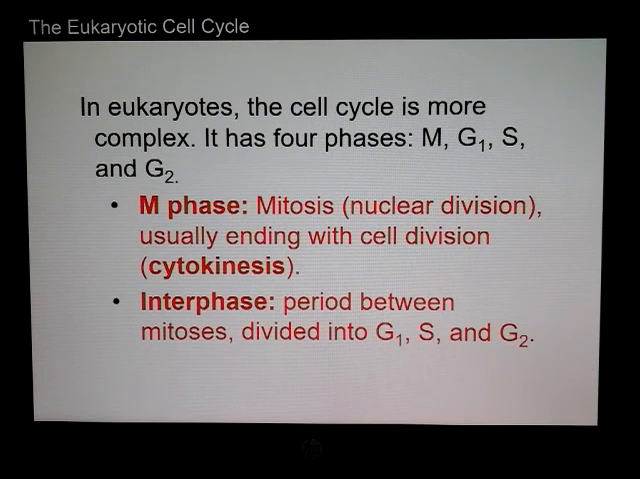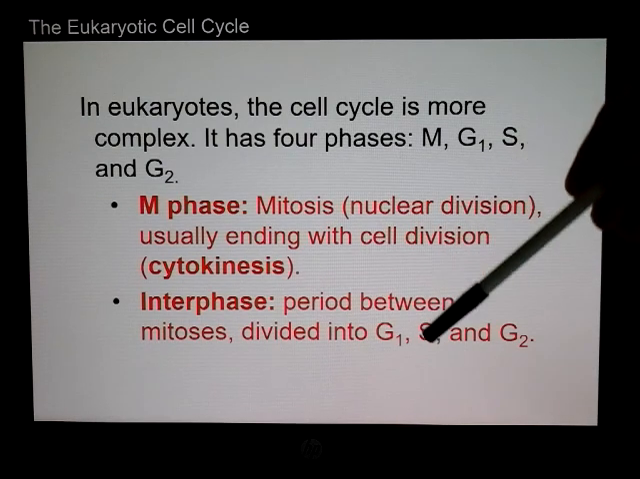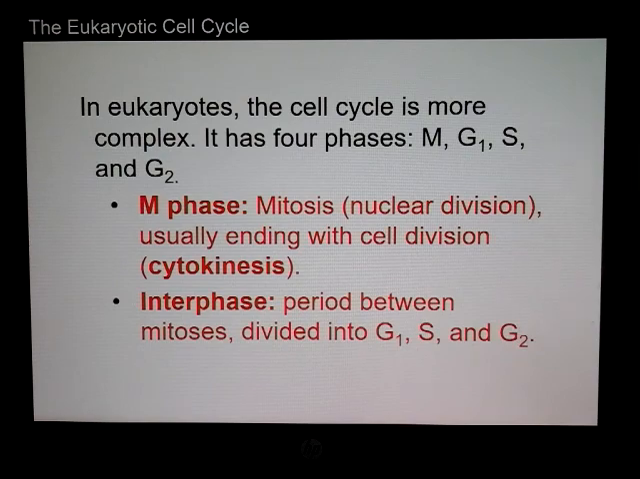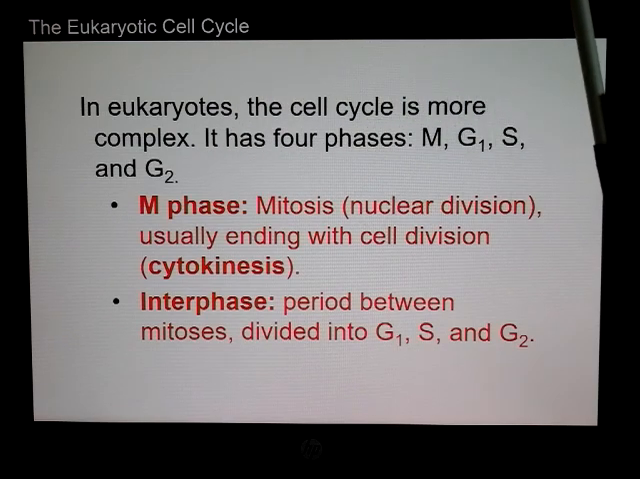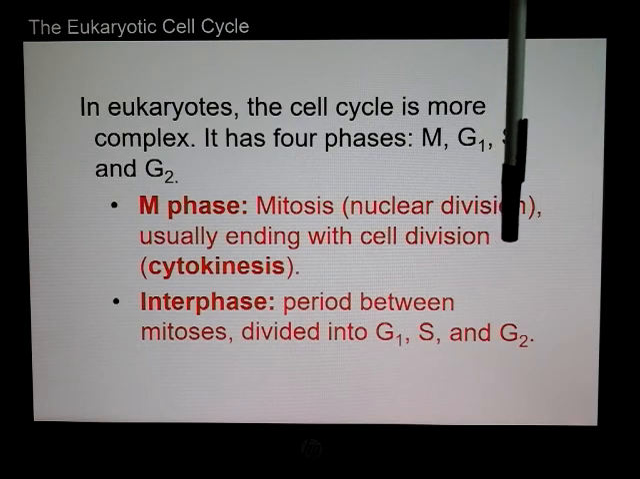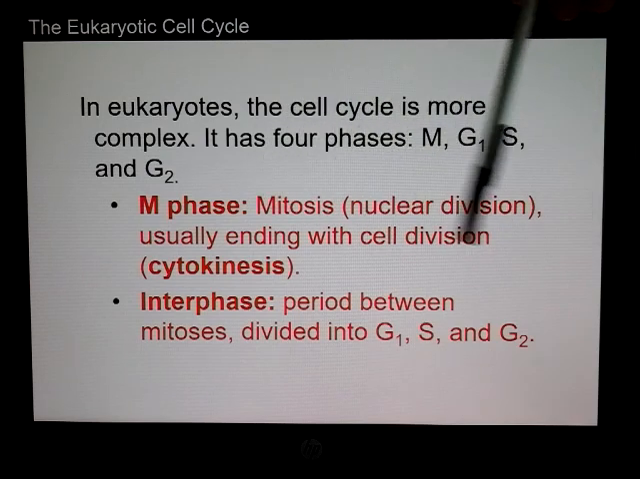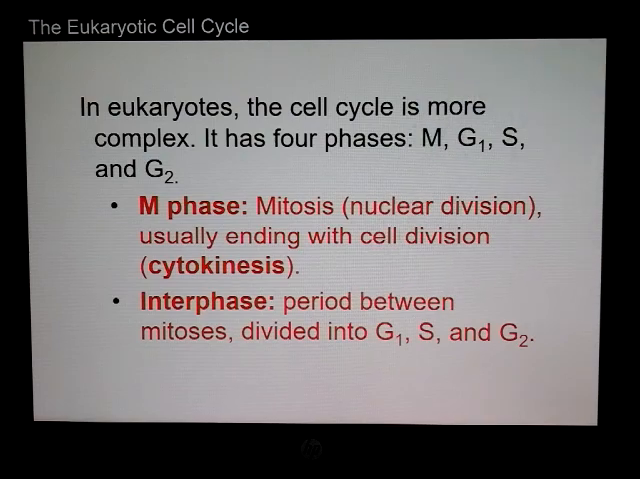So you'll notice in this particular lecture I've got things in red, which you definitely want to know for your test. So the cycle then will have an M, G1, S, and G2 phase. So the M phase is mitosis. That's where nuclear division is going to take place, and will usually end with cell division or cytokinesis.